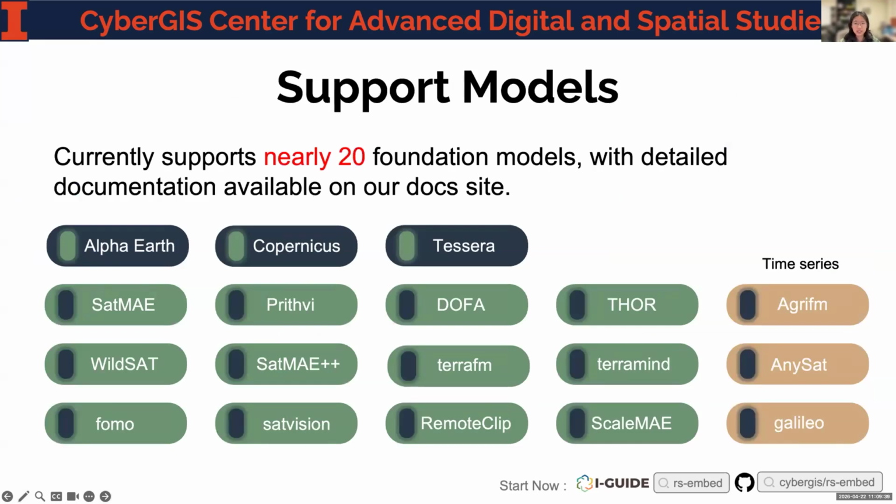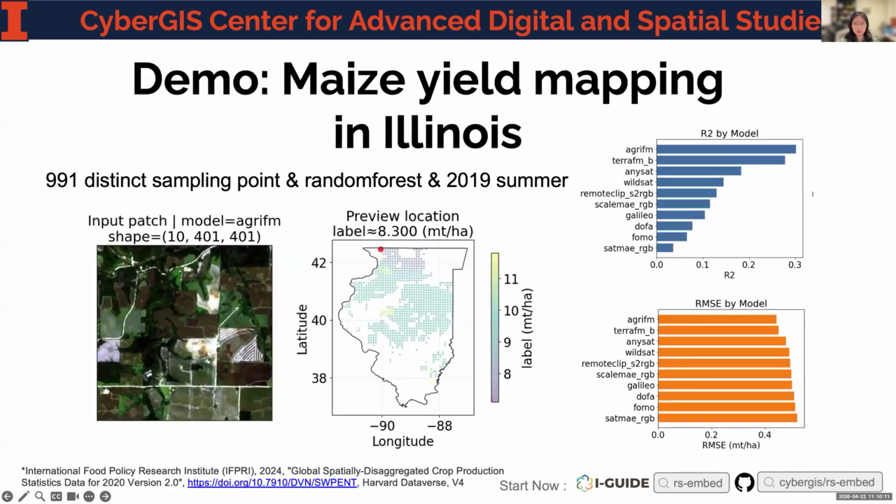Currently, nearly 20 mainstream foundation models are supported in rs-embed. Some of them are on-the-fly models, while others use pre-computed embeddings, and some are designed for time series settings. The key point here is not just the number of models, it is that users can access them through a unified interface that reduces friction and makes cross-model experimentation much more practical.